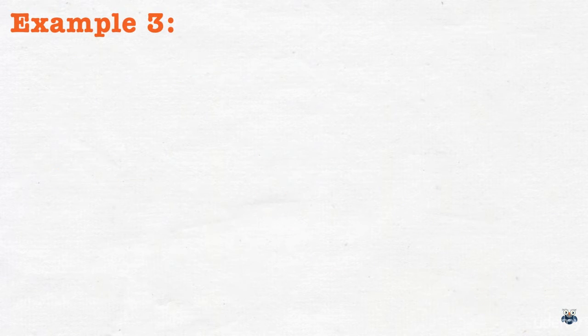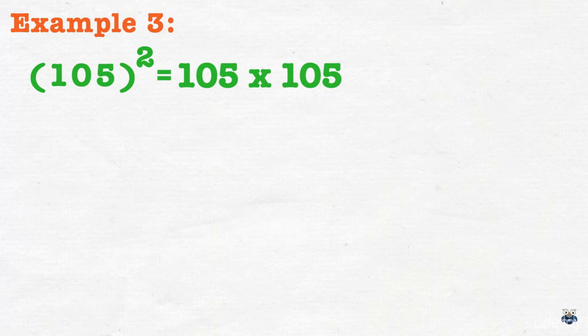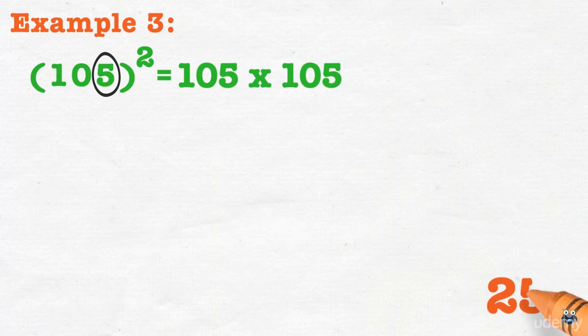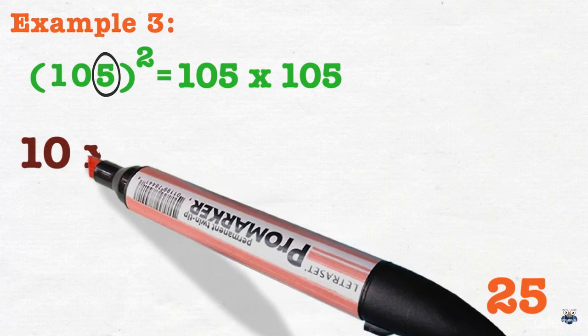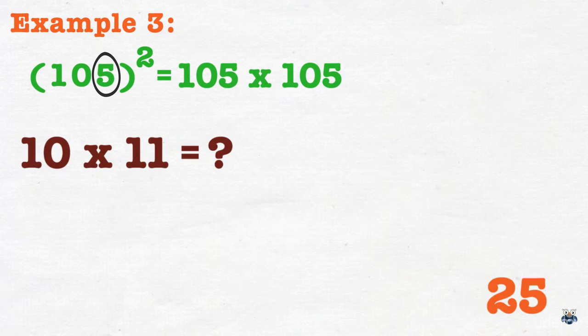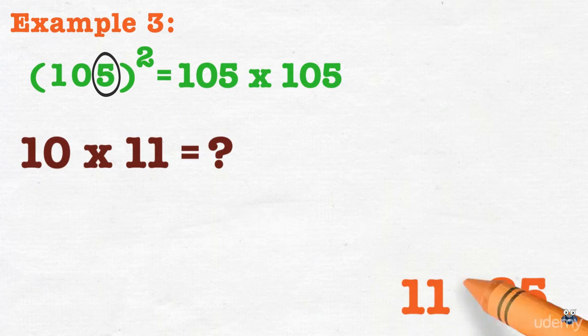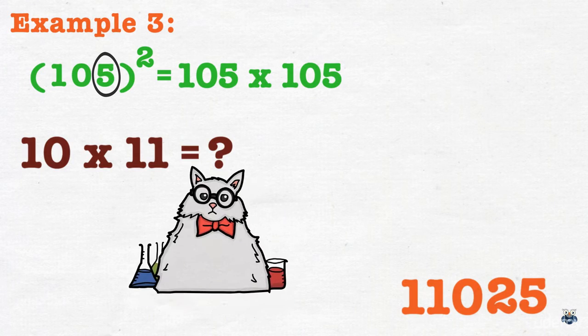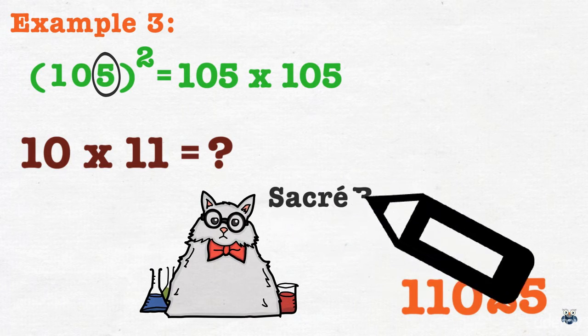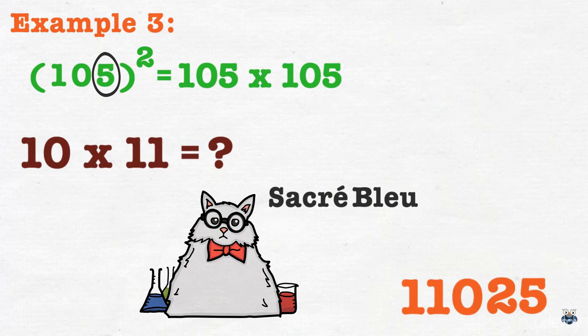So does this method work for bigger numbers? Let's test it out. What is 105 squared? The second part of our answer is 25. For the first part, we multiply 10 and 11, which gives us 110. Our answer is 11,025. Do feel free to check the answer, please.